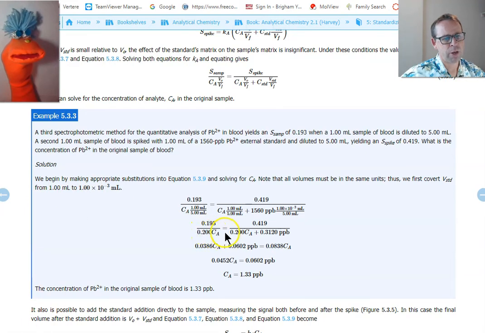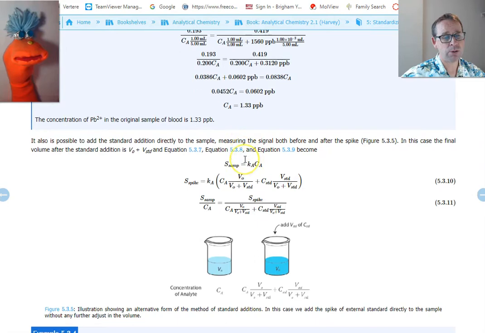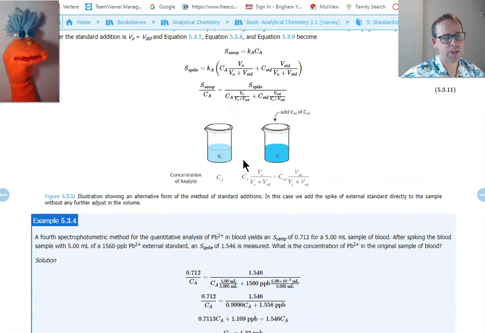So from this, we have an equation in which we have the concentration of A twice, right? We collect those terms and then solve for the concentration of A, and we see that its concentration was 1.33 parts per billion. All right, so this is our equation that we'll use when we're introducing a spike.